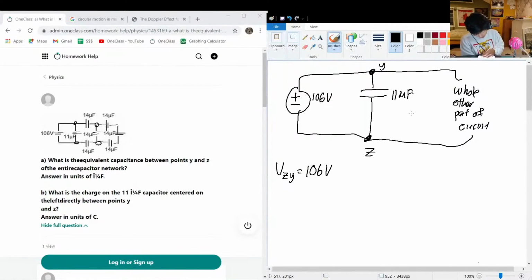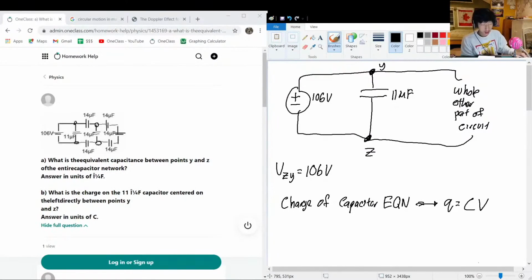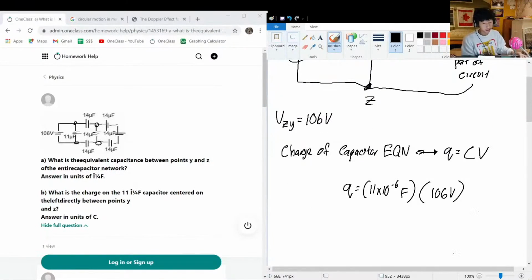Now we know that the charge on a capacitor equation looks like this. So we have Q equals CV. We're pretty much just trying to solve for Q, because it's asking us the charge. Q is the charge, so we just have to multiply 11 microfarads. So Q equals 11 times 10 to the negative 6 farads multiplied by 106 volts. And that should give us the charge on the capacitor. So let's ask our calculator.